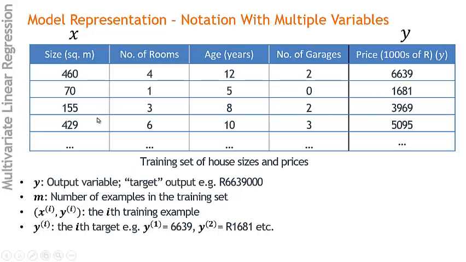Now here y is the output variable, m is the number of examples still, x^(i), y^(i), but now x^(i) consists of several values. x^(i) will be a vector. In this case, it is the set of 1, 2, 3, 4 values. And y^(i) is still the ith target value. So we're kind of upping the game with our notation.